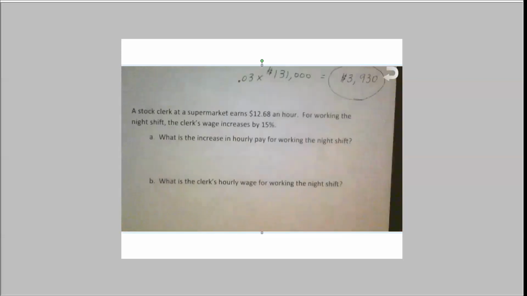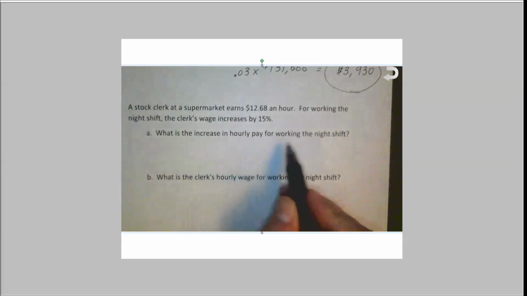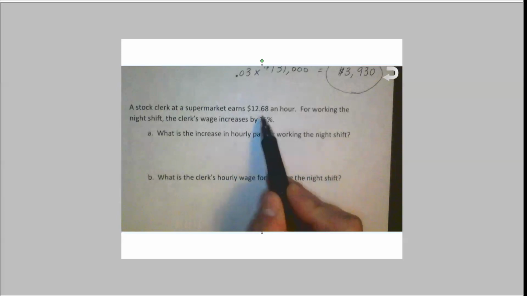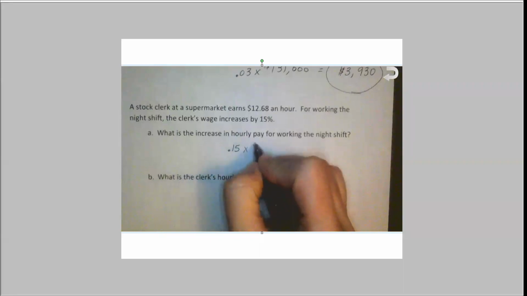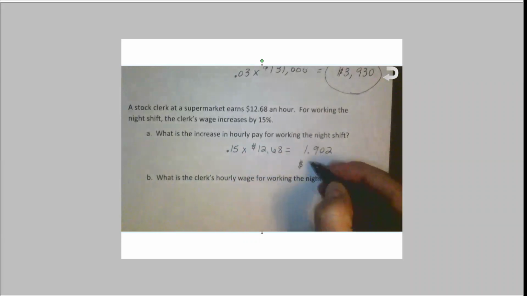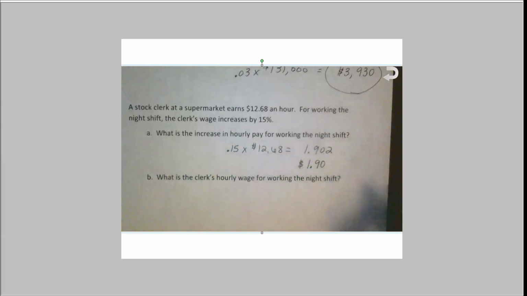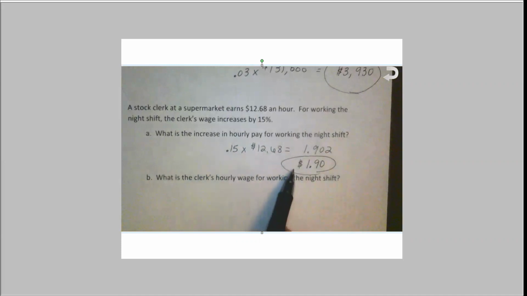Okay. A stock clerk at a supermarket earns $12.68 an hour for working the night shift. The clerk's wage increases by 15%. So what is the increase in the hourly pay for working that night shift? It's 15% of this amount. So 0.15 times $12.68, that would be 1.902. Remember, this is money, so that's going to round to the nearest cent and be $1.90. That's the answer to this question. The increase, it goes up $1.90.